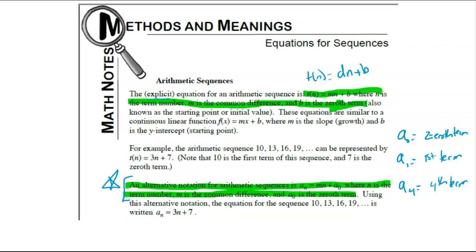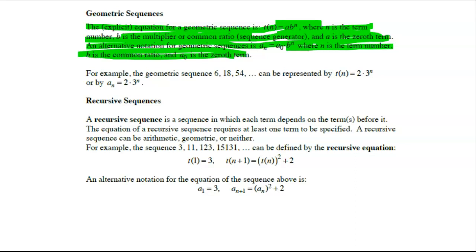What about our geometric sequences? Right, geometric sequences, again, we say T of n is equal to A times B to the power of n. And so again, B is our multiplier or our common ratio, n is the term number, A is our 0th term. So again, alternative notation right here is we can say A sub 0 times B to the power of n.